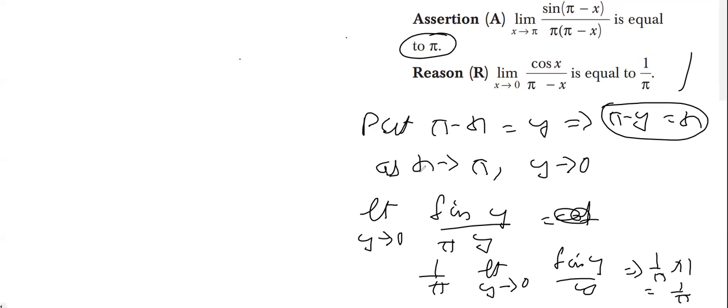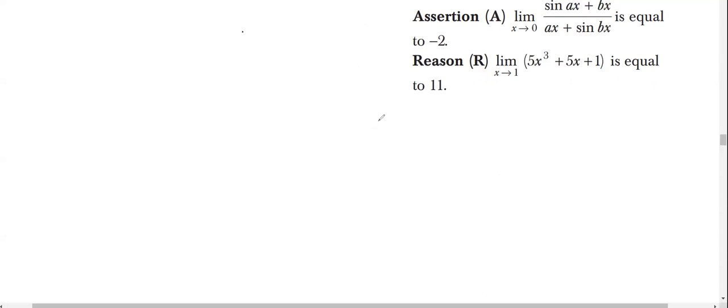Now they say that it is equal to pi, so that's wrong, right? So here we can say that the assertion is false. As you know, with the standard options given here, the assertion is wrong. So D is the correct option.